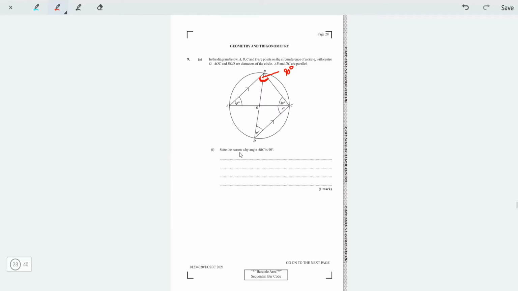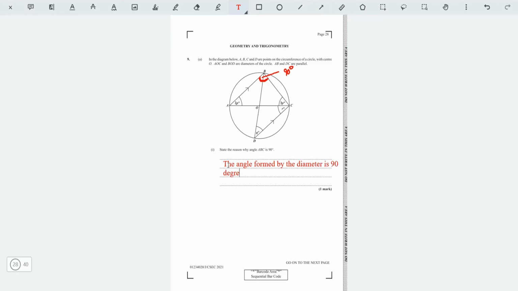It says state the reason why angle ABC is 90. ABC, you see there already? Angle subtended by the diameter is 90. The angle formed by the diameter is 90 degrees. So that one was bright and clear. That's easy.